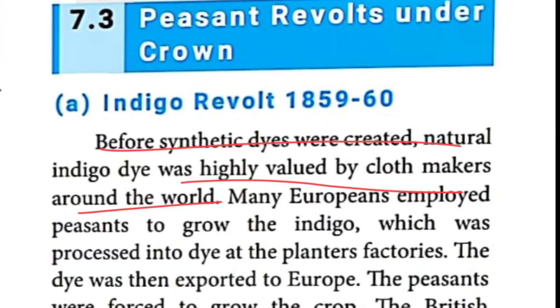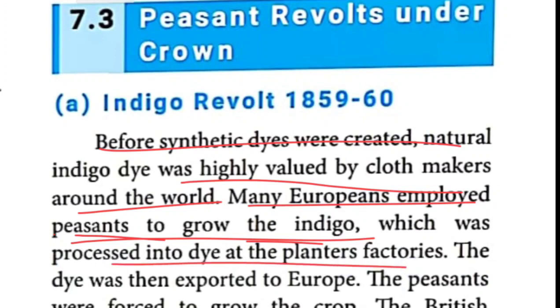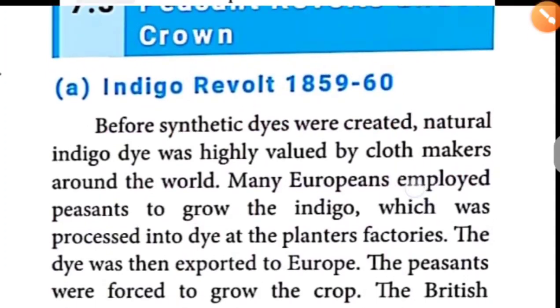So many Europeans employed the Indian peasants to grow the indigo, in order to prepare the dye for clothes. The indigo was processed into dye at the planters' factories. After all the work was done, the dye used to be exported to Europe. So the peasants were forced to grow the crop.